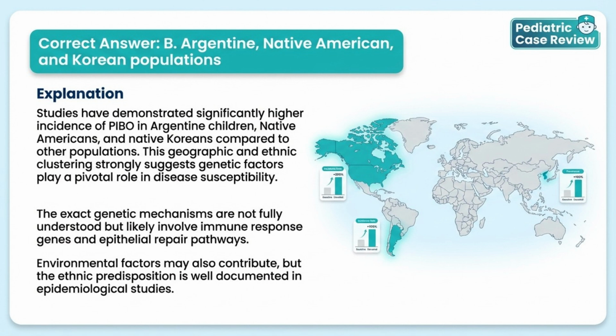Epidemiological studies in the map provided illustrate a significantly higher incidence in Argentine, Native American, and Korean populations. This geographic and ethnic clustering strongly suggests that genetic susceptibility factors, likely involving immune response genes and epithelial repair pathways, play an important role in disease development following a severe viral insult.